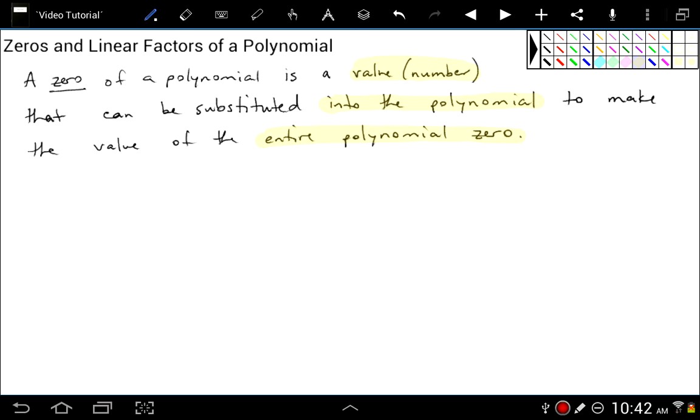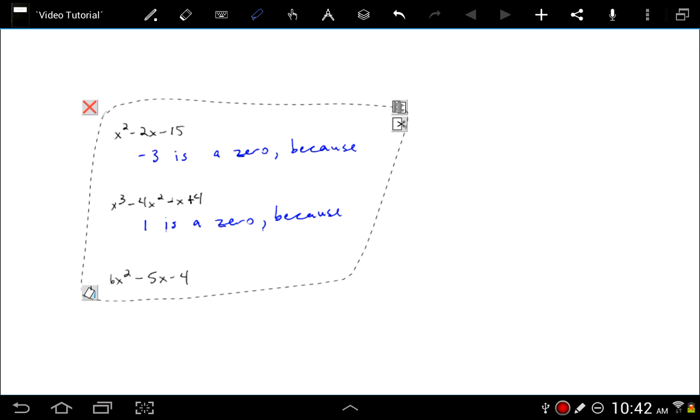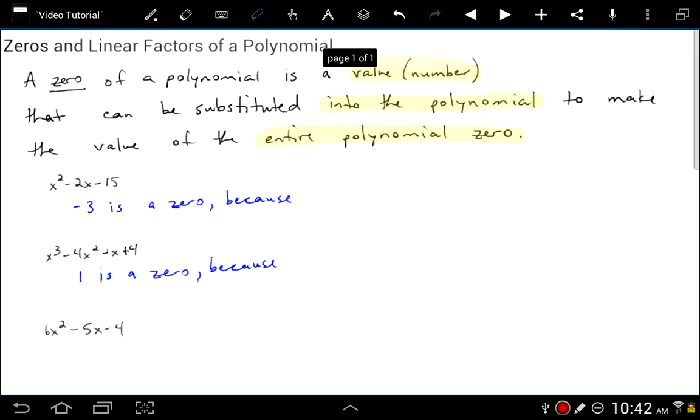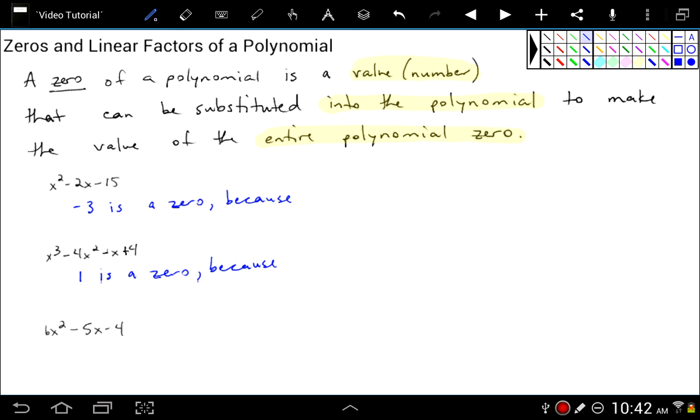Just to illustrate this with examples to see how simple it is, I have some polynomials down here, and let's look at those and start understanding their zeros. This first polynomial, x squared minus 2x minus 15, I'm not telling you how I know this, I'm just telling you that negative 3 is a 0. This number is a 0 because if I plug it into the polynomial, I get negative 3 squared minus 2 times negative 3 minus 15, which is, well, 9 plus 6 is 15, minus 15 is 0. So the key is the value of the whole polynomial becomes 0. So negative 3 zeroes out this entire polynomial.